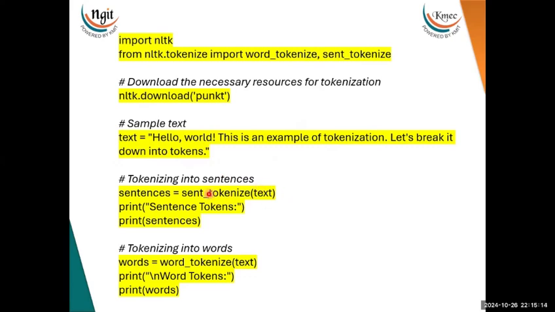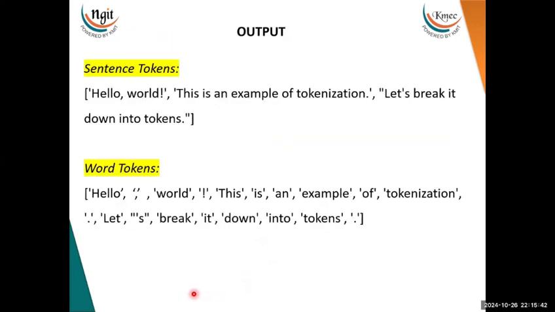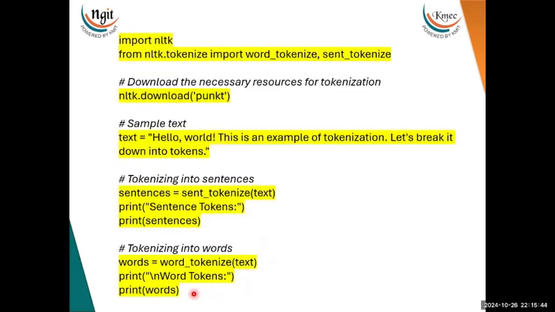Then this is for sentence tokenization, and this is for word tokenization. Both the functions we are declaring here, where the function will break the text into sentences, and the results are printed out as sentences. Then this function will break the text into words, and the result is printed as words. Clear? This is the implementation of tokenization. This is how the output looks for the given input. You can see the text, the sample text we have given.